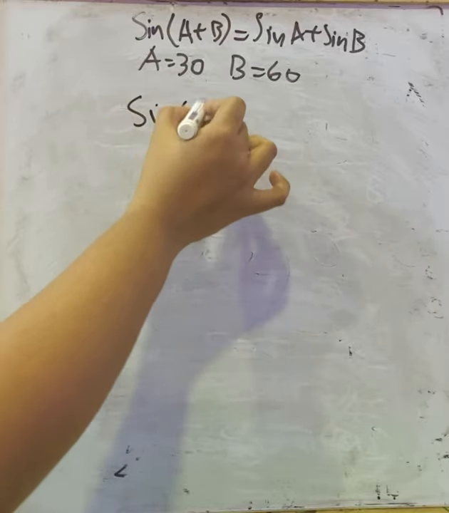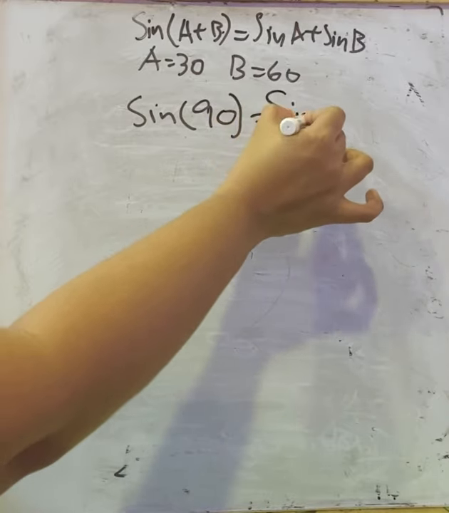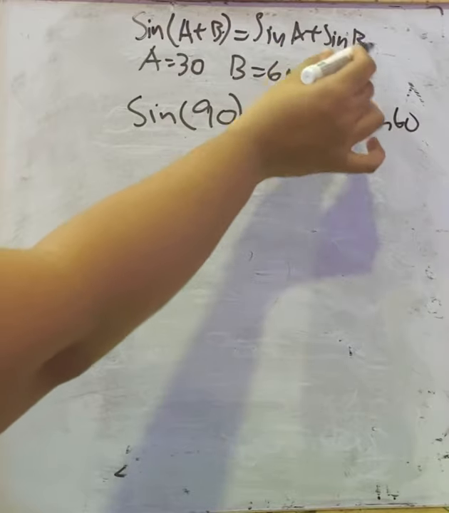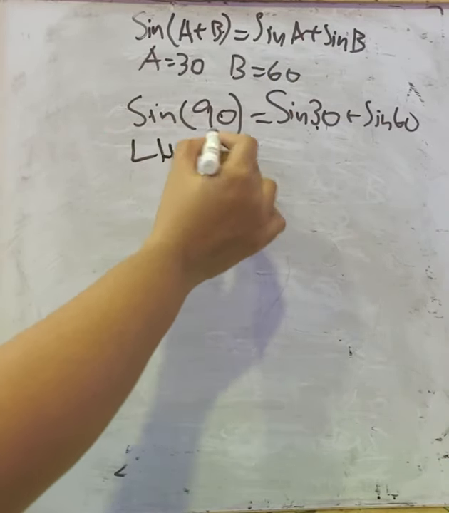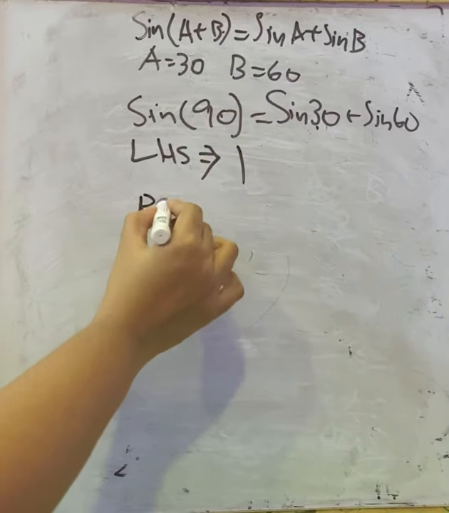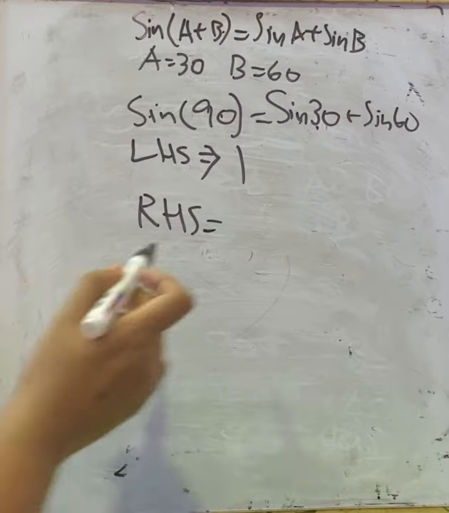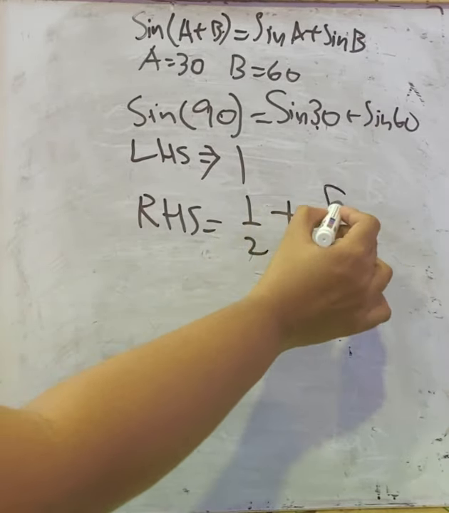Sine of 30 plus 60, which is sine 90, is equal to sine 30 plus sine 60. A is 30, B is 60. In the LHS part, we have sine 90, that is 1. And in the RHS part, we have sine 30 plus sine 60. Sine 30 is 1 by 2 plus sine 60 is root 3 by 2.